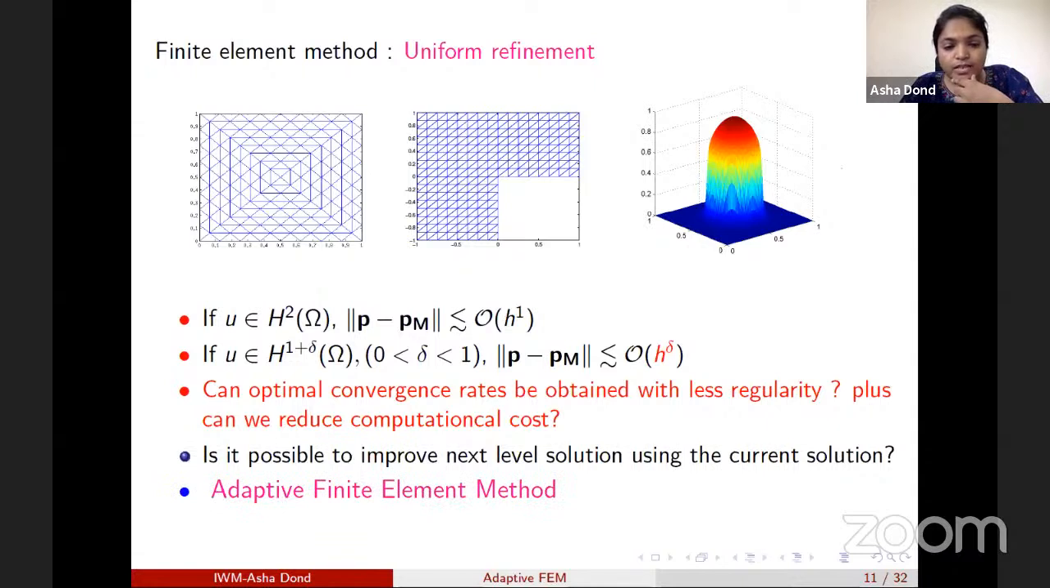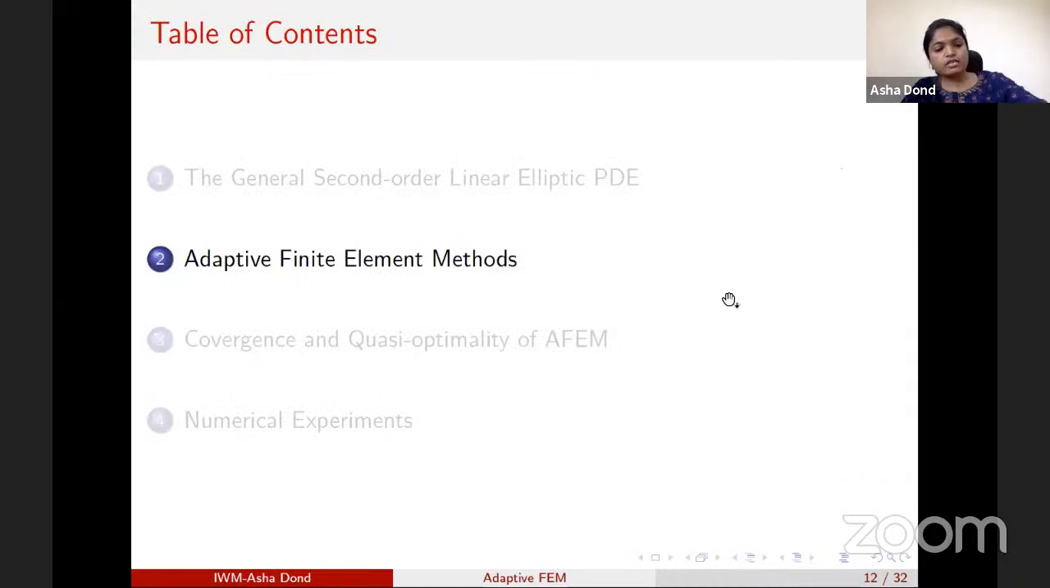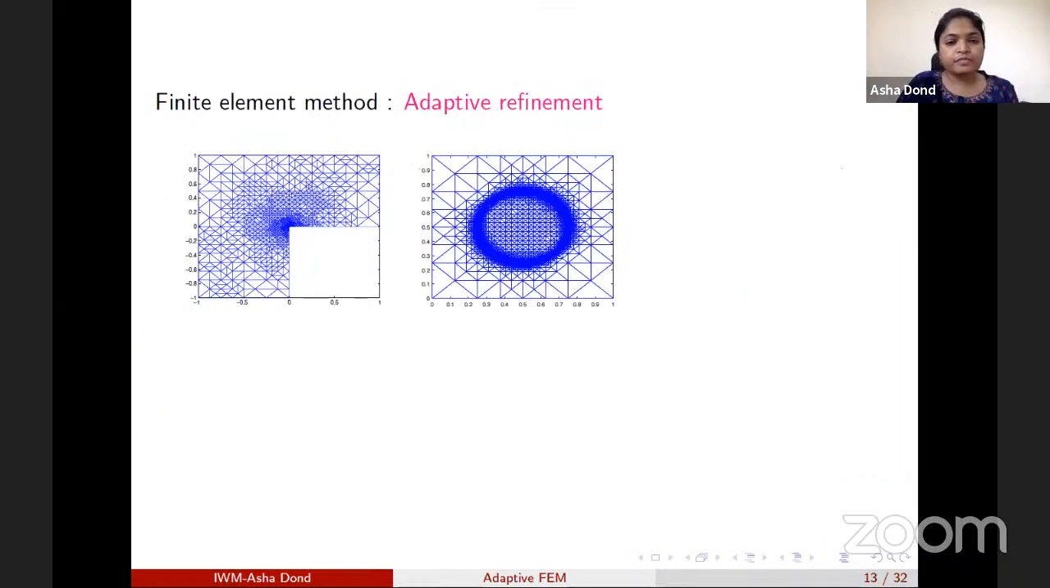The answer to all these questions is the adaptive finite element method. Here we want to get the optimal convergence rate even with less regularity, and we also want to reduce the computational cost. So what is the adaptive finite element method? In the adaptive finite element method, if the function has a singularity, then we try to identify that singularity, and we refine that particular region and get a good convergence rate. So here it is an interior layer.